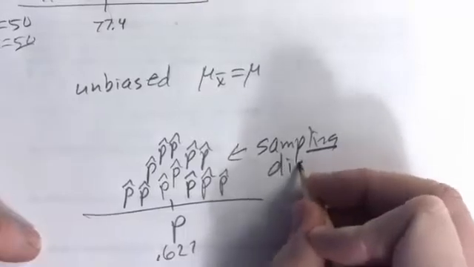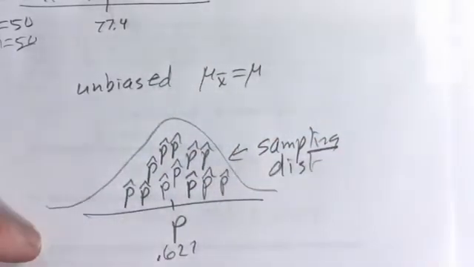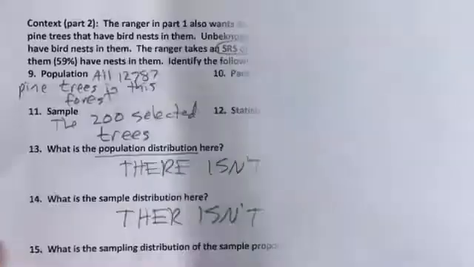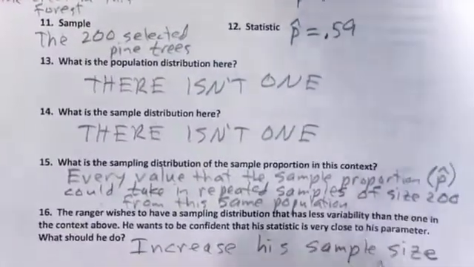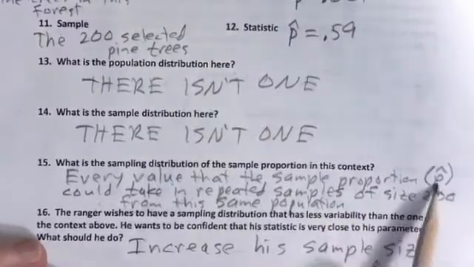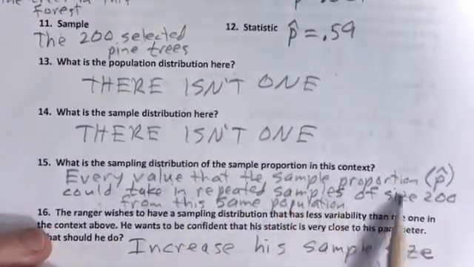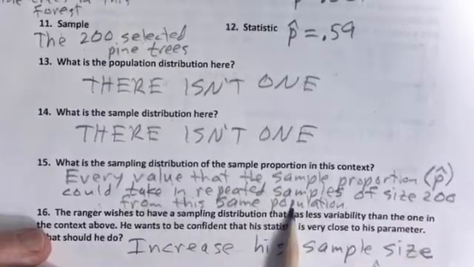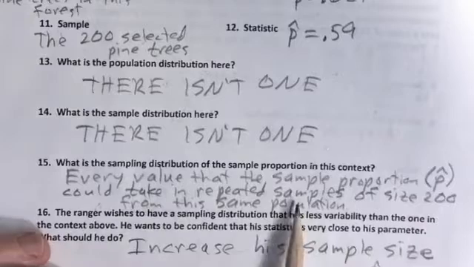Sampling distribution, okay? And as we're going to discuss in section 2, it'll be approximately normal as long as n times p and n times 1 minus p are greater than 10, but we don't have to think about that now. What is the sampling distribution? Well, I've just written it out here. It is every value that our sample statistic, our sample proportion p hat, could take in repeated samples of size 200 from this same population. That is what the sampling distribution is. Every value p hat could possibly take.